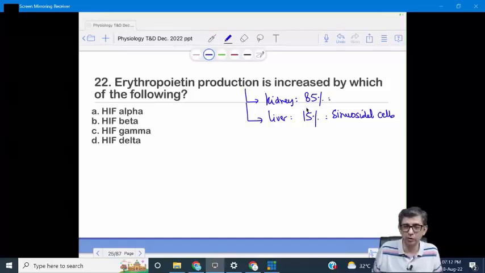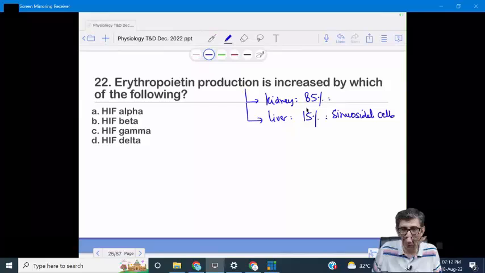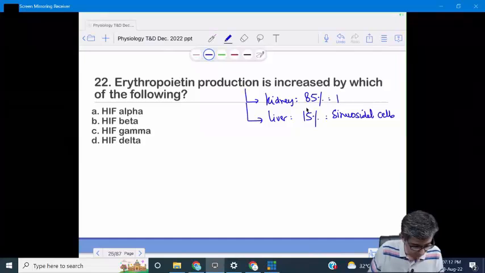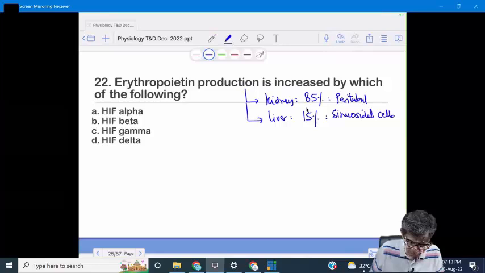Sinusoidal cells of the hepatocytes are the ones responsible for production of erythropoietin in the liver. Can you comment on which cells of the kidney produce erythropoietin? Okay, I've had answers also. That is peritubular cells. Very good, Balraj. Peritubular cells will be producing erythropoietin.